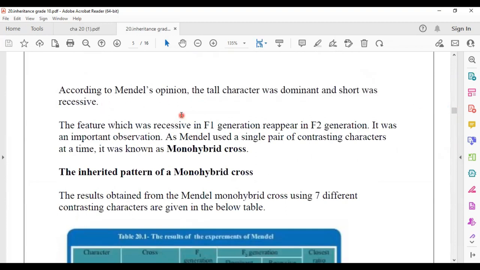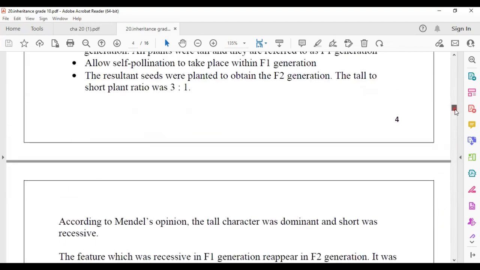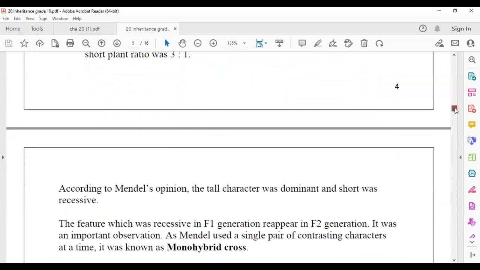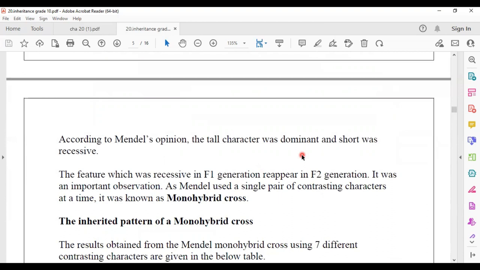According to Mendel's opinion, the tall character was dominant and short was recessive. Dominant and recessive. Dominant means we can see it very clearly, it's the major one. The major character is the dominant one. The recessive one is the minor character. You can see there are 3 tall plants and 1 short plant. So the major character is tall. So we can tell the tall character was dominant and short was recessive.